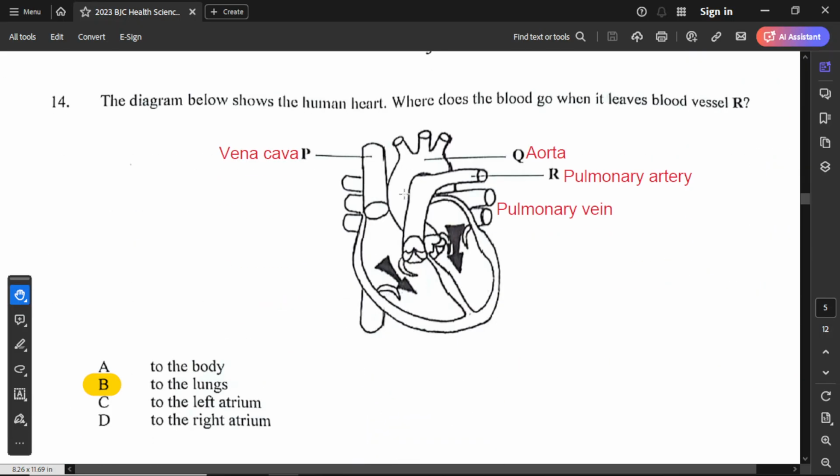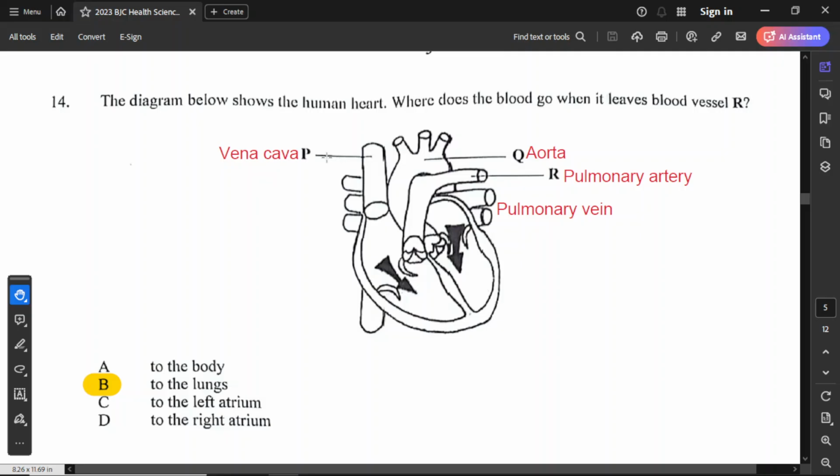For question number 14, it said the diagram below shows the human heart. Where does the blood go when it leaves blood vessel R? Blood vessel R is a pulmonary artery. Therefore, it is going to the lungs. The word pulmonary refers to lungs, and blood that is leaving the heart always goes through an artery. So the pulmonary artery is that artery that carries blood to the lungs, and so option B is correct.